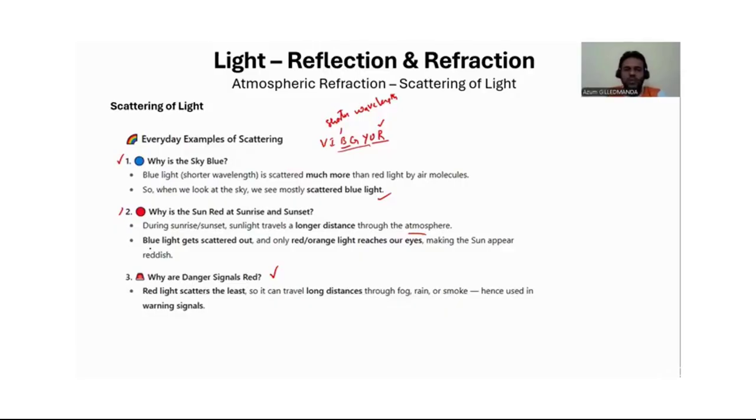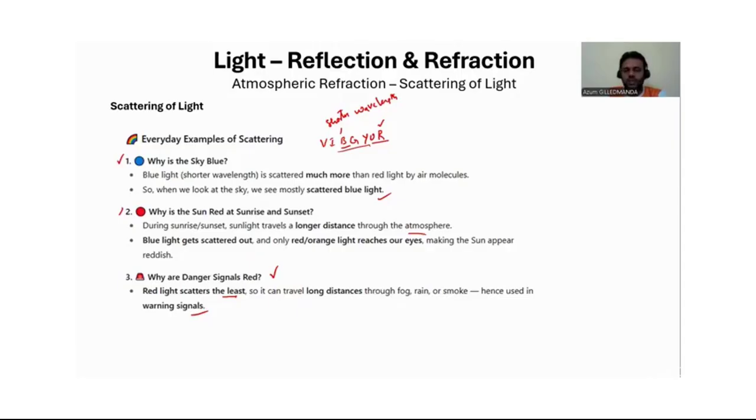So why we use signals in red is that red light scatters the least, so it can travel a long distance through a normal atmosphere. And also if there is rain or fog or smoke, it can still be visible. The red light is still visible because it scatters less. So hence we use the signals in red color.